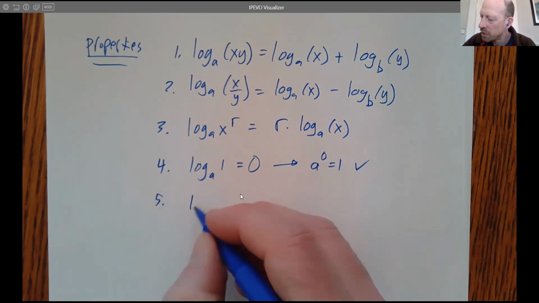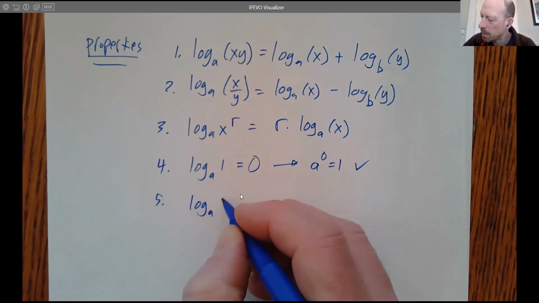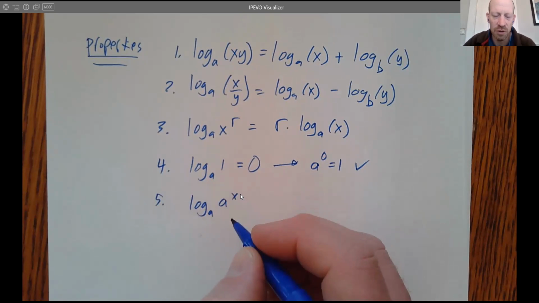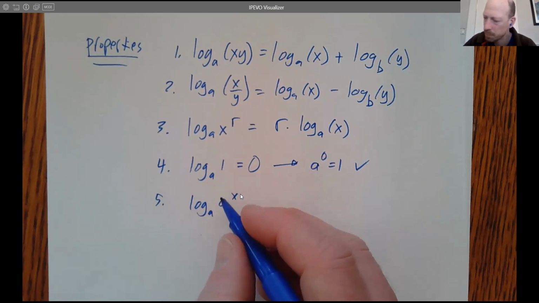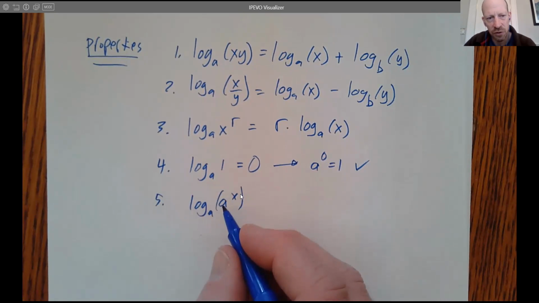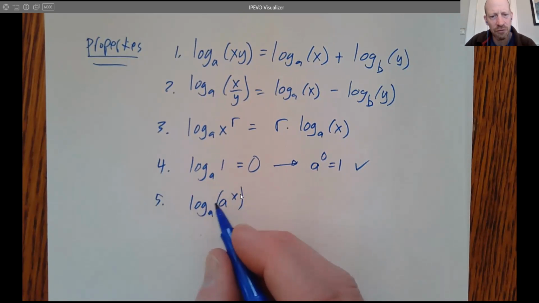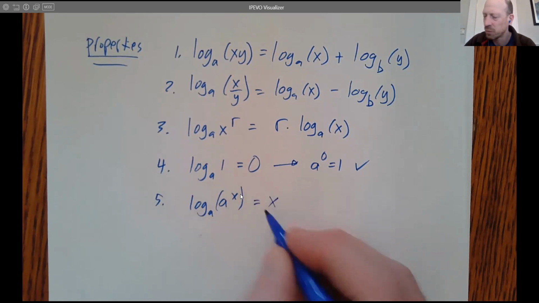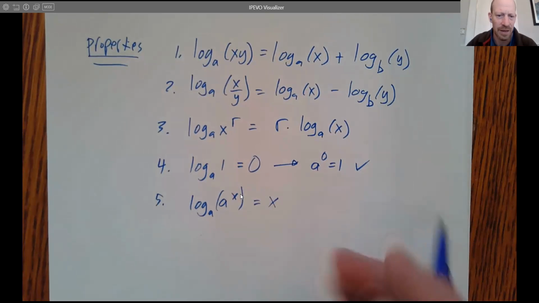The fifth property here is really an inverse property. Because the log and the exponential are inverses, if I do them one after the other, they neutralize each other. And I'm going to get back just whatever that exponent is, that x.